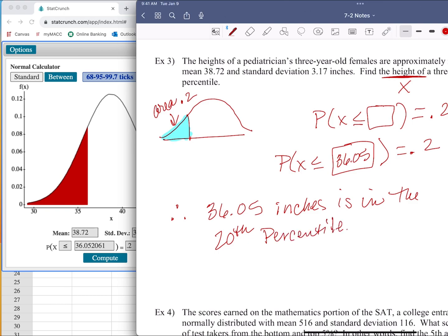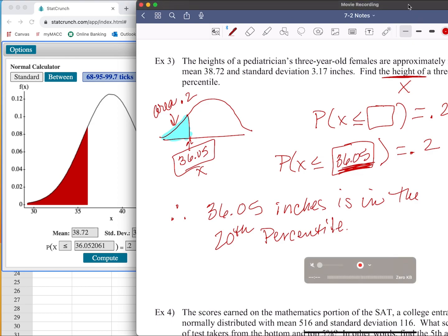So right here, this x value is 36.05. That is that x value that up to that 36.05, that's going to put you in the 20th percentile for height. Okay? That's what it is. So we can figure out, if we're given the x value here, this data value, if we are given the percentile, if we're given the area, if we're given the proportion, we can always figure out those data values using the same thing. All right, let's do a whole new problem.